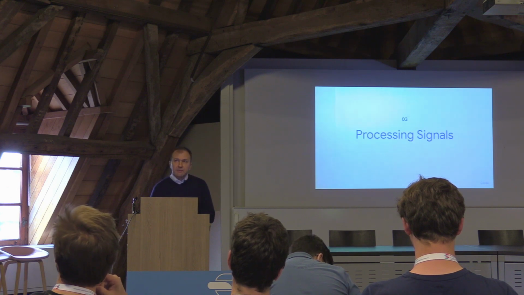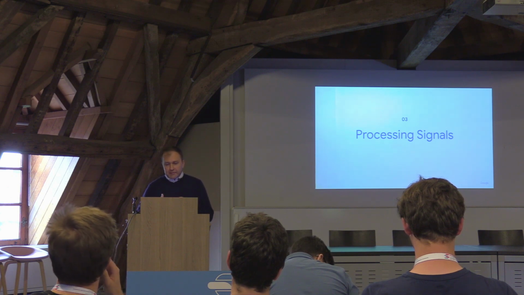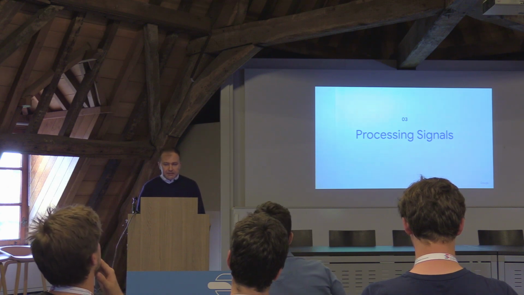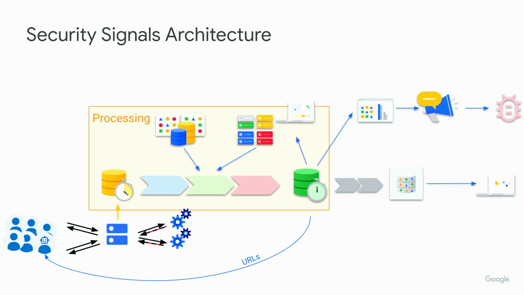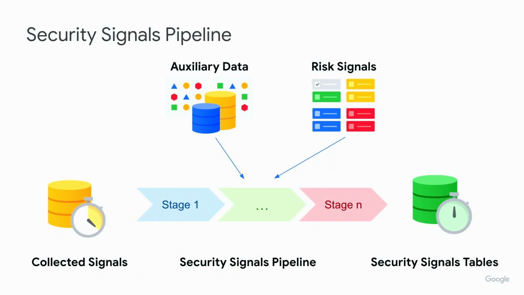What do we do with those signals? So we collect them, and then we process them. I've already mentioned that we have a pipeline to do that. So let's have a closer look into that pipeline. This is the heart of the security signals framework, where we process those data. The pipeline is a Flume Java pipeline. It fetches lots of data, and it processes them, as I've mentioned.